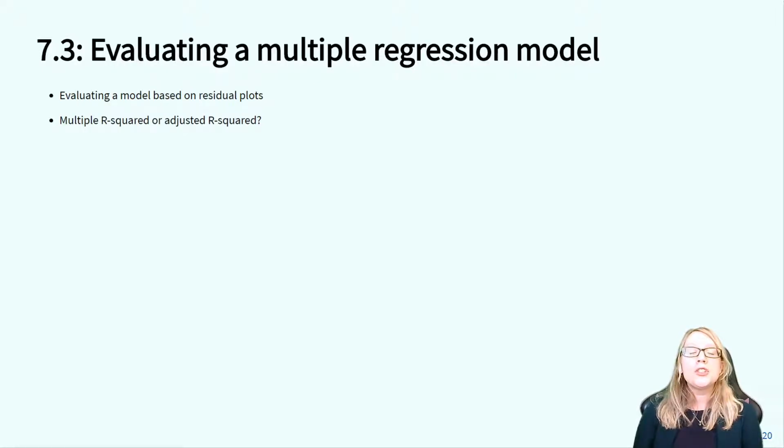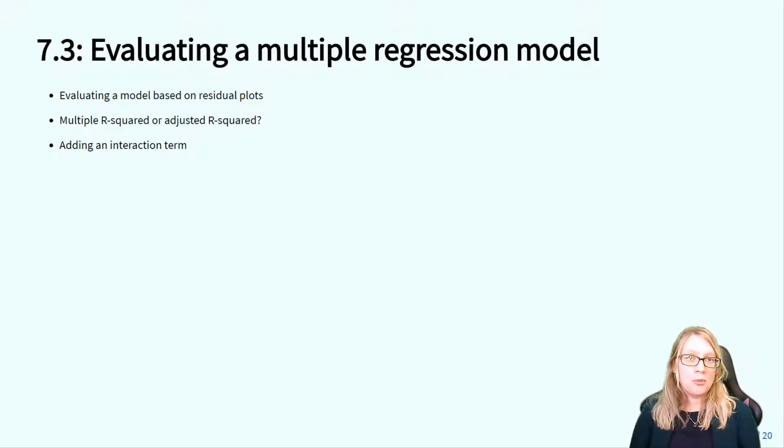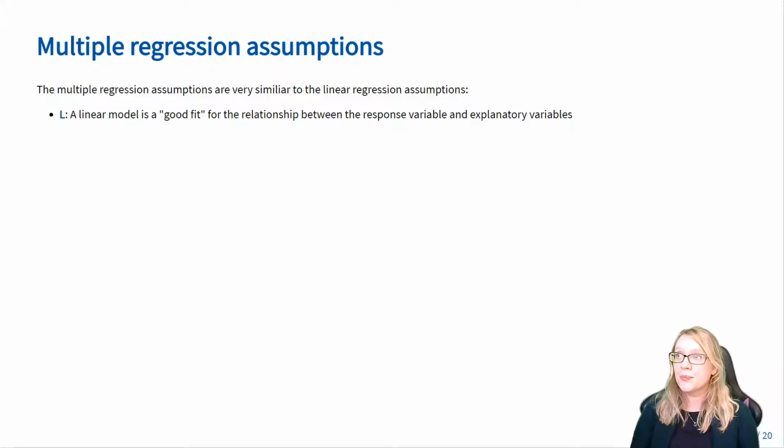We'll talk about how to evaluate how well our model describes the variability in the data and whether or not to use multiple R-squared versus adjusted R-squared. And then we'll also talk about how to add an interaction term to our model, what that represents, and when that might be useful. So let's start with the multiple regression assumptions.